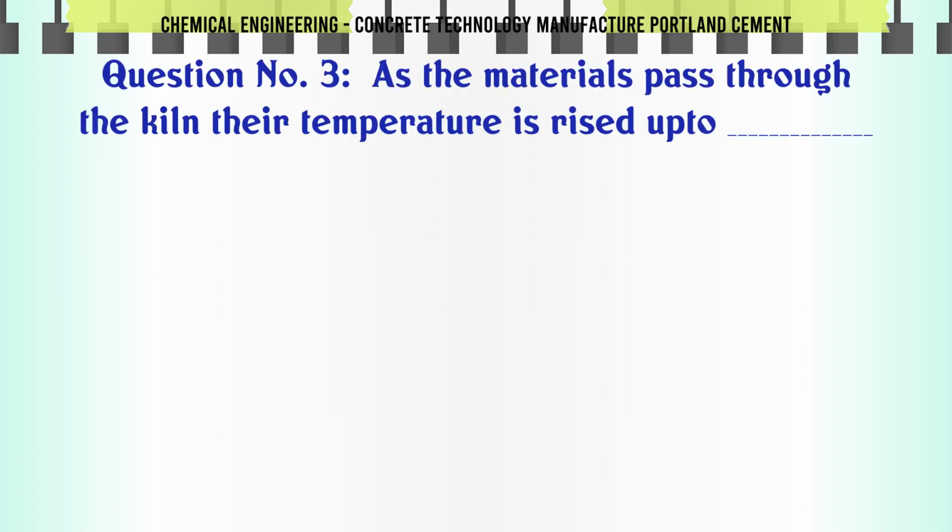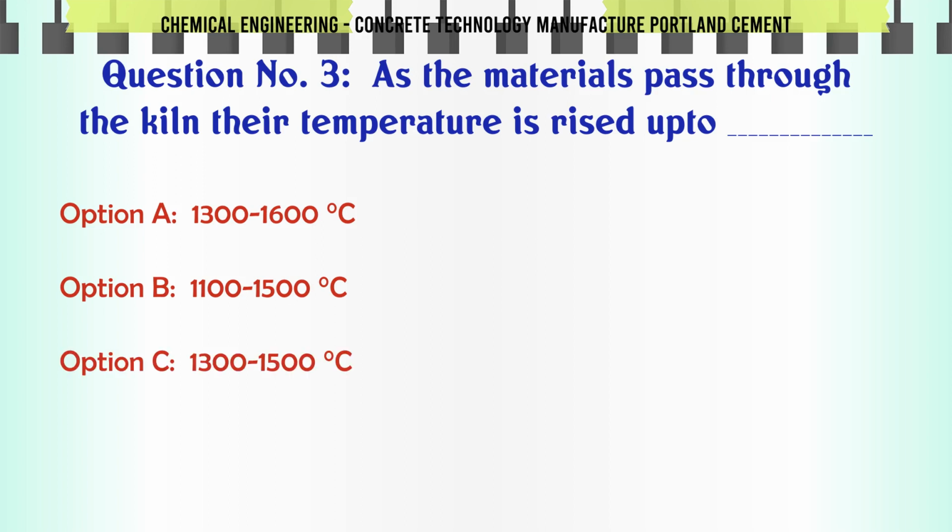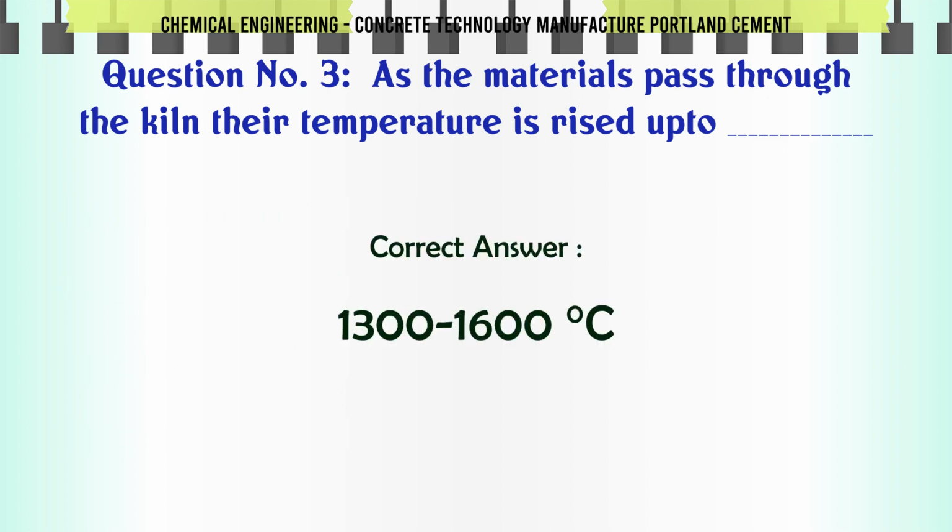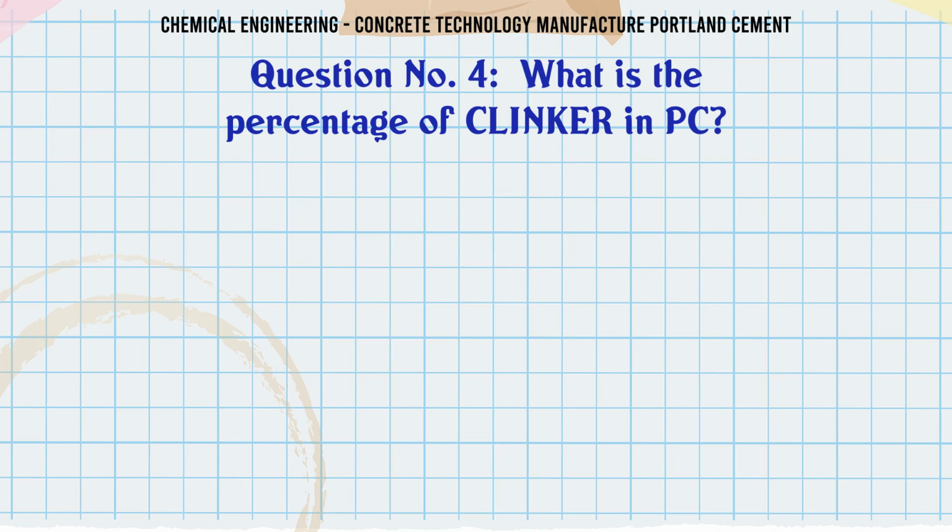As the materials pass through the kiln, their temperature is raised up to: A. 1300-1600 C. B. 1100-1500 C. C. 1300-1500 C. D. 1100-1600 C. The correct answer is 1300-1600 C.